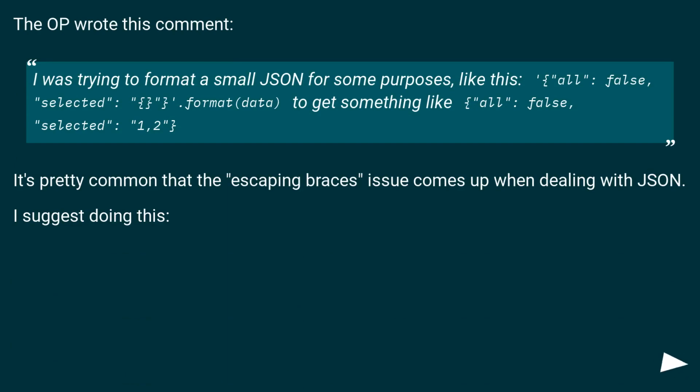I was trying to format a small JSON for some purposes, like this, {"all": false, "selected": "{}"}.format(data) to get something like {"all": false, "selected": "1,2"}. It's pretty common that the escaping braces issue comes up when dealing with JSON. I suggest doing this.